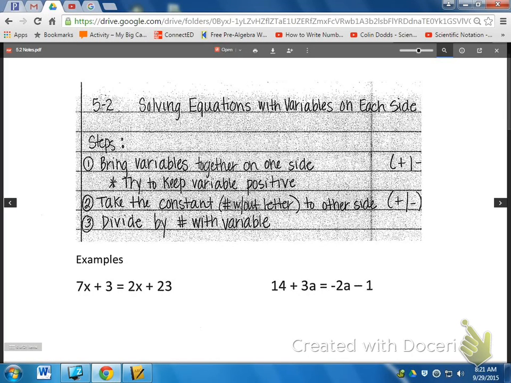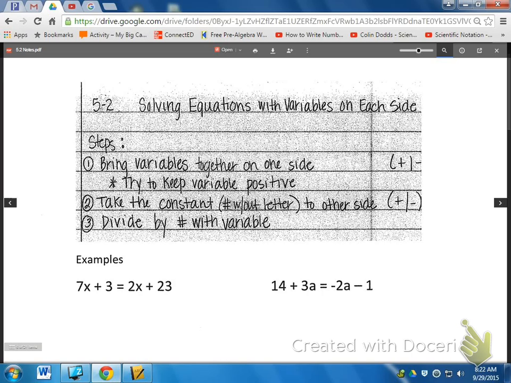Lesson 5-2, solving equations with variables on each side. It's taking the equations we did in the last chapter and adding another step, just moving more towards multi-step equations. So the first thing that we're going to do is bring variables together on one side.